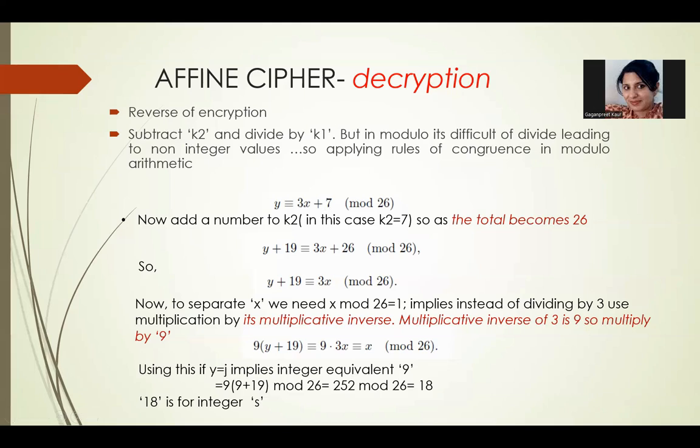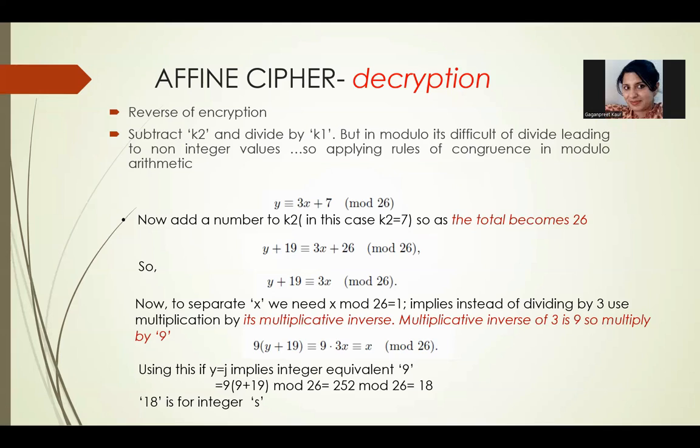So first, I try to make it suitable for mod 26. I try to add a value to my K2, that is 7 in this case, so that the total becomes 26. Because now I want to find x. I have y, I need to find x. So I need to separate out x. First I have to eliminate this value 7. How can we eliminate 7 in mod 26? By making it equivalent to 26. Once multiples of 26 are added, I will be able to separate out 3x.